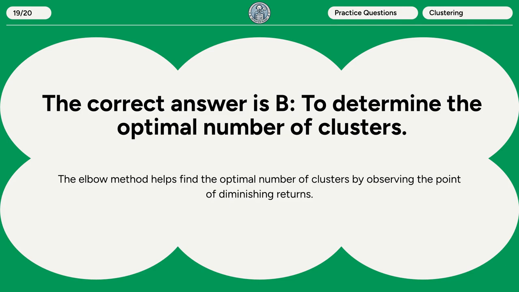The correct answer is B. To determine the optimal number of clusters. The elbow method helps find the optimal number of clusters by observing the point of diminishing returns.